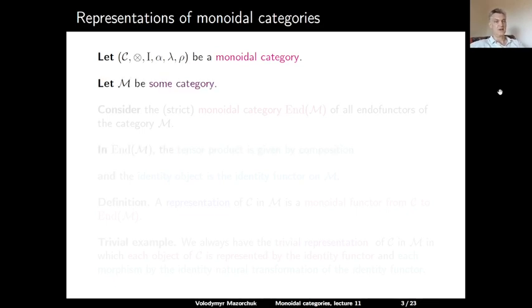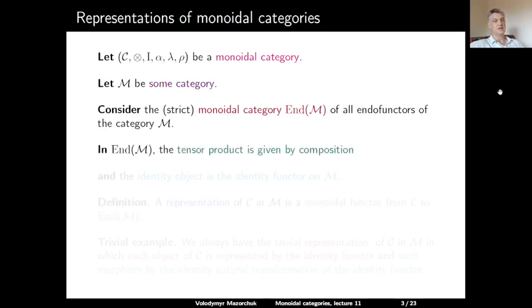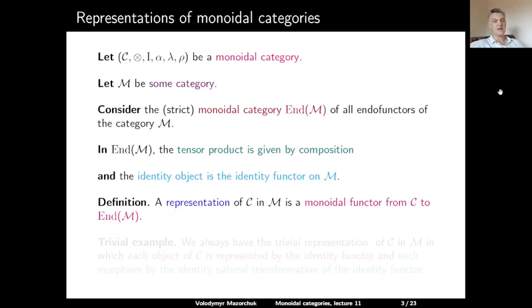Let M be some category. Consider the monoidal category of all endomorphisms of M, that is, the monoidal category of all endofunctors of the category M. So this is a strict monoidal category where the tensor product is given by the composition of functors and the identity object is the identity functor on M. Definition: a representation of C in the category M is a monoidal functor from our category C to the monoidal category of all endomorphisms of M.